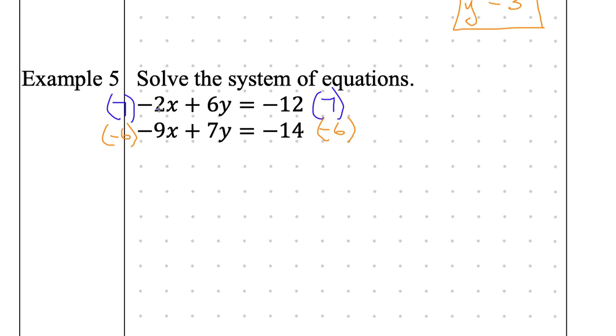So blue, 7 times -2x is -14x. 7 times 6 is 42, so positive 42y is equal to 7 times 12, I'm doing the math in my head, 2 times 7 is 14, carry the 1, 7 times 1 is 7, plus 1 is 8, so I have -84. Our yellow equation, -6 times a -9, the negative times the negative is a positive, so 6 times 9 is a positive 54x. And then -6 times positive 7, I should have a -42y. These have to match up and be opposites now.